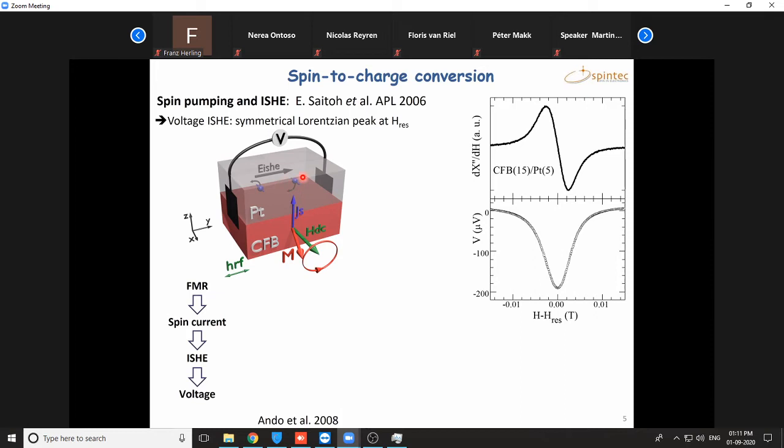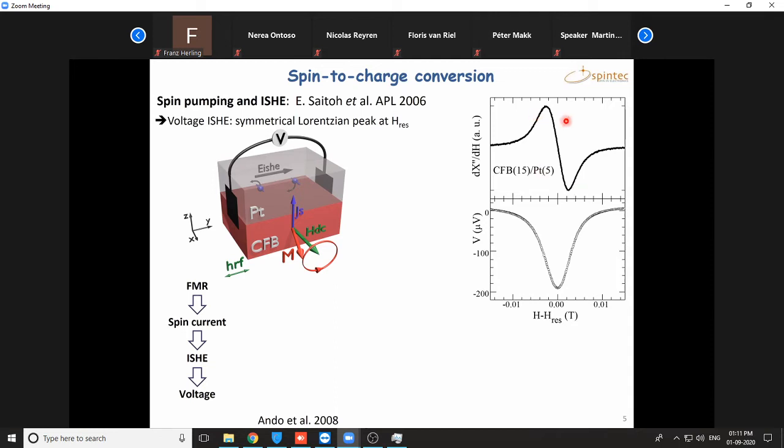It will take angular momentum out of the ferromagnetic material and ensure an extra relaxation. This will occur through the transfer of angular momentum and through a spin current. This spin current will eventually be converted into a transverse charge current. So this is an example of the raw data. This is the derivative of the absorption FMR spectra.